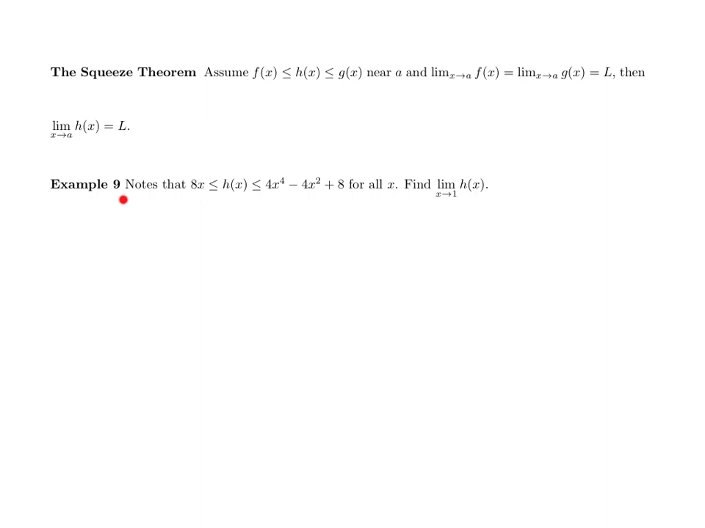So here in example 9, we're going to assume that 8x is less than or equal to h of x is less than or equal to 4x to the fourth minus 4x squared plus 8. Can we use this information to figure out what the limit as x approaches 1 of h is equal to? If you want to use this theorem, you have to be careful. You have to make sure that we're satisfying all the assumptions before we can state the conclusion. So for this, I'm going to let f of x equal 8x and g of x equal 4x to the fourth minus 4x squared plus 8x.